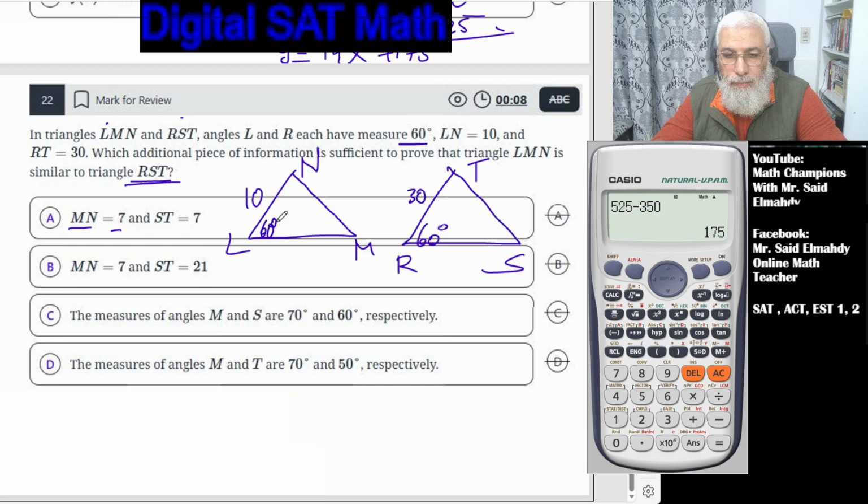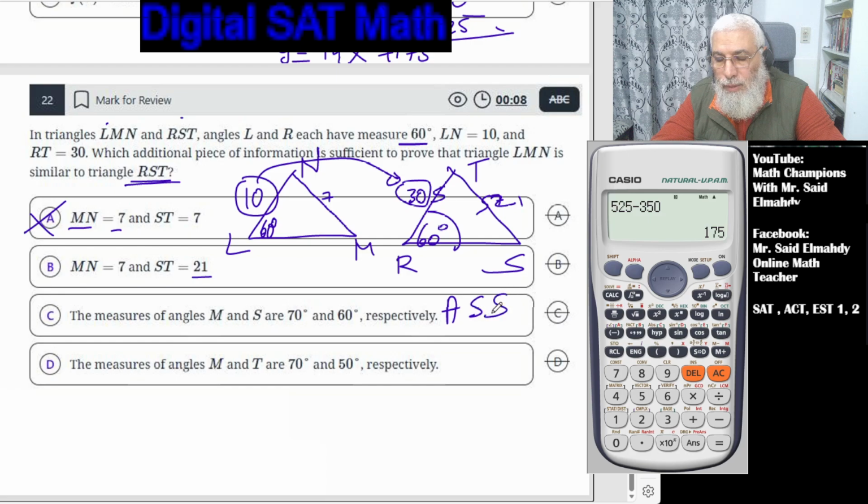Option one: MN is 7 and ST is 7. This is not correct because the ratio here, 10 and 30, is multiplied by 3. So if this is 7, this should be 21. So this is not correct. Even if MN is 7 and this is 21, this would be side-angle-side, and angle and side is not enough to make congruent or similar triangles here, so this is not correct.